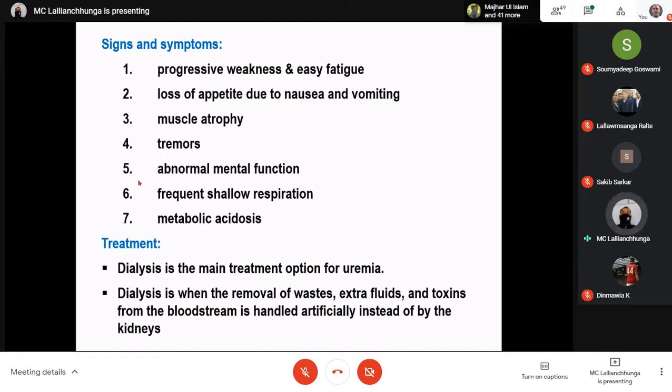But when the kidney is having some problem, it cannot clear all those waste materials properly. So an instrument can be used, and that process is known as dialysis. It means it will remove waste material and even the excess material.